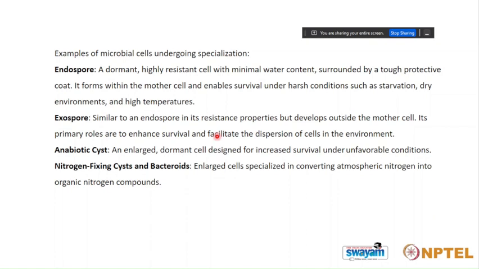In differentiation, the cells will attain certain characteristics. In the case of proliferation, only the number of cells will increase. The cells will multiply, but after multiplication, they should get certain characteristics, right? That is facilitated by differentiation. So the proliferated cell can be differentiated into an endospore or exospore or an anabiotic cyst or nitrogen-fixing cyst and bacteroids. Are you getting the point now?